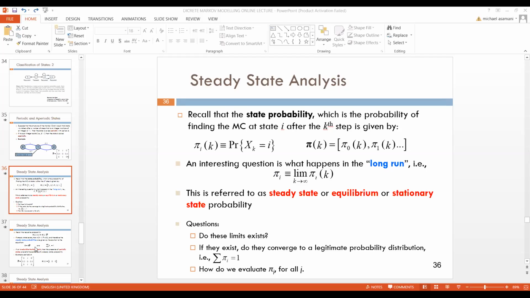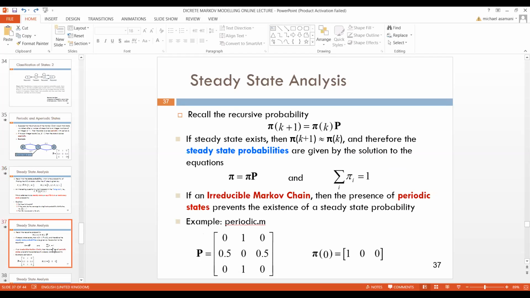So now how do we go about this? It is a matter of solving two equations: pi equals pi P, and the summation of pi i should be equal to one. It's very simple. In the solution, if this is a 3x3 system, you use two of the equations from this system, and then you take the equation that the sum of all probabilities should be equal to one, to enable you to solve.